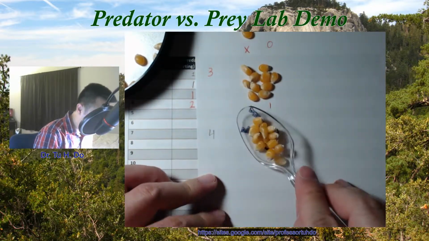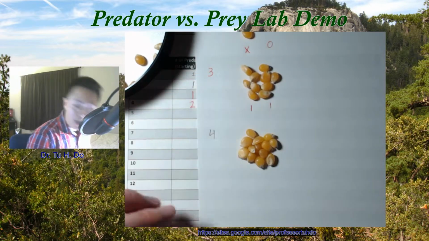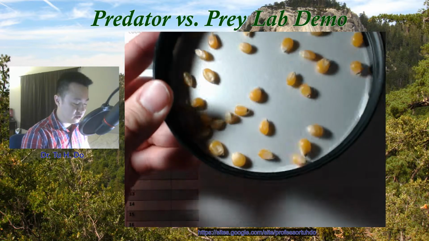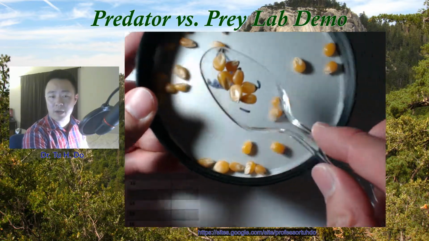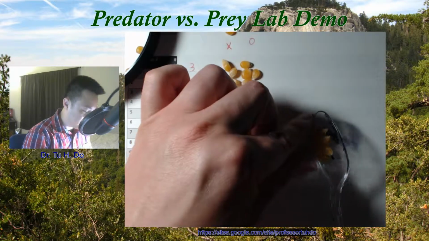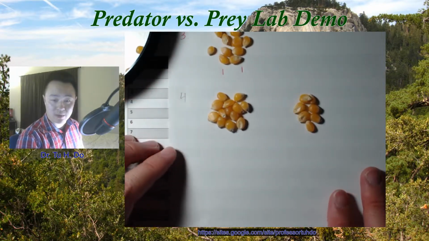Here's scoop number 1. I'm going to put it here. That's predator number 1. And then now I'm going to go in again. Okay. Evenly distribute it and close my eyes. Bam. Here we go. Okay. Here's scoop number 2. Put it here in another pile. There it is. All right.